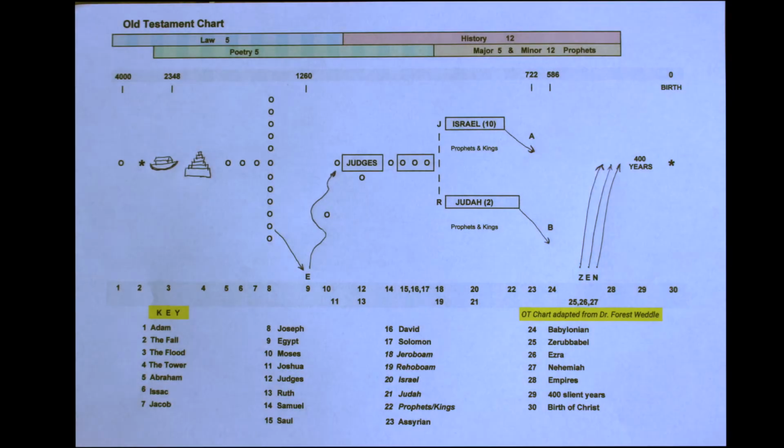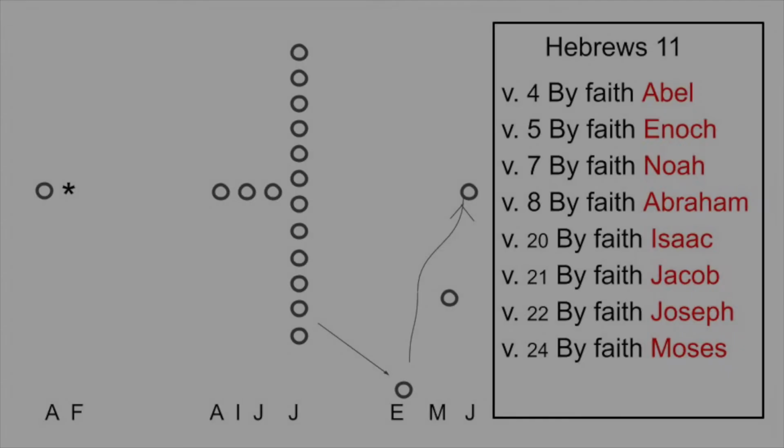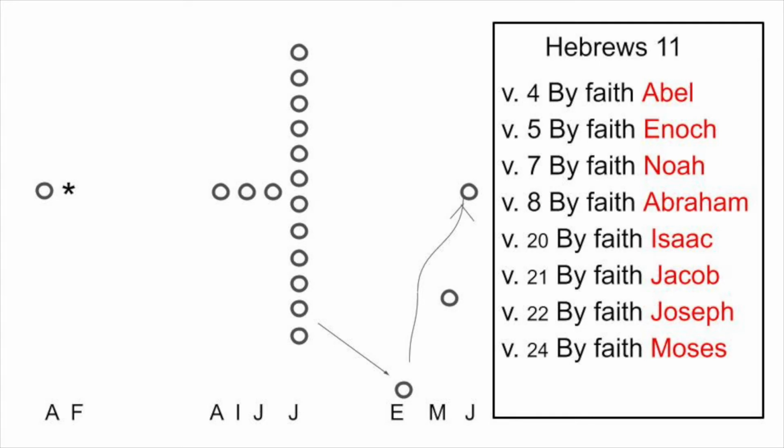Now, we've taken the chart and divided it up into 3 sections, and we've used letters at the bottom to give you hints, because we'd like you to be able to draw this in one sequence. So the first one is by faith Abel, and you can find him in this section, and Enoch, and Noah, and by faith Abraham, Isaac, and Jacob. By faith Joseph, and by faith Moses.